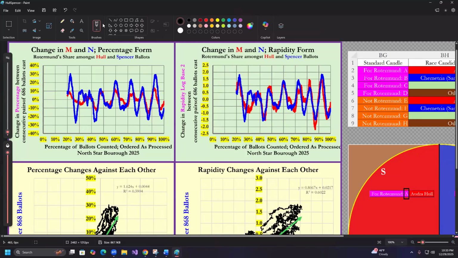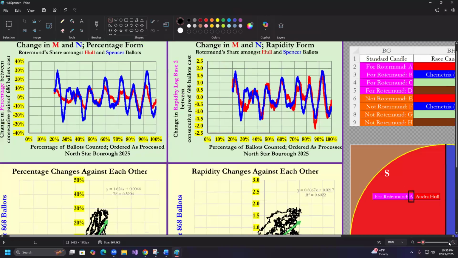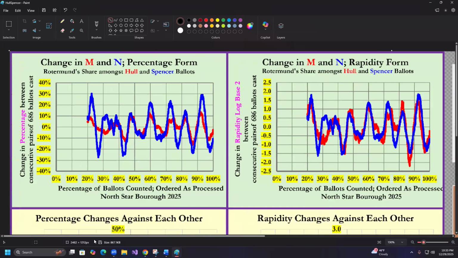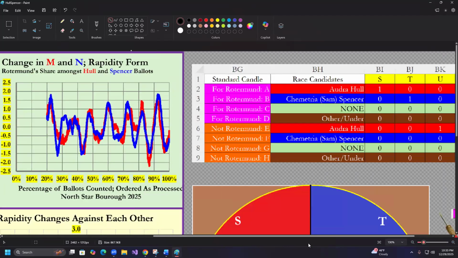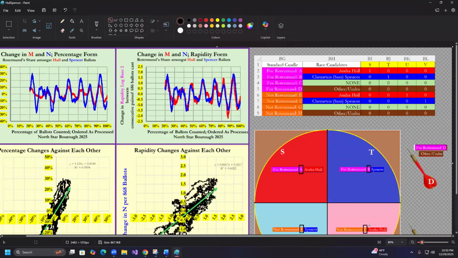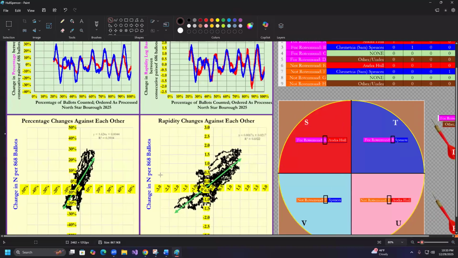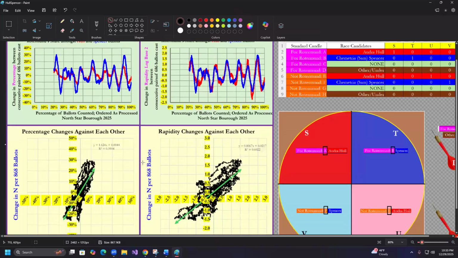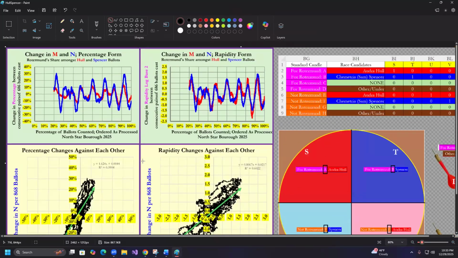And when we do this, we ask how did Hull and Spencer voters decide on Roterman versus not Roterman? We get lockstep parallel motion between Hull and Spencer voters and your cast vote record. In fact, it's stronger than the lockstep seen in Nevada. Yes, the R squared is lower, but the sigma is actually higher. It's like a 25 sigma thing.